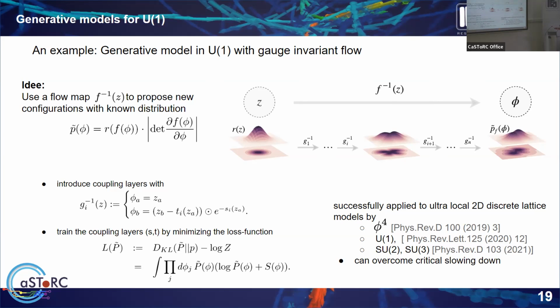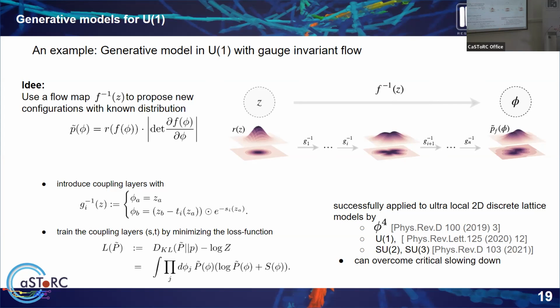Okay, so this was done in low dimensional models, in φ^4 and U(1), which I basically take from this paper to do it also here in the Schwinger model, and then this was done in higher dimensions and with higher gauge groups like SO(2) and SO(3).